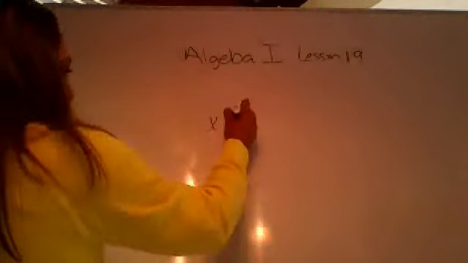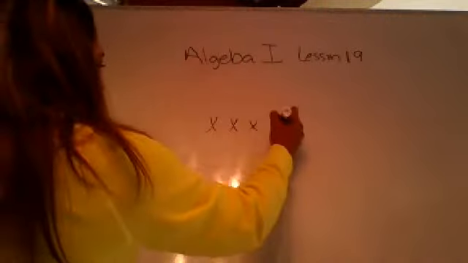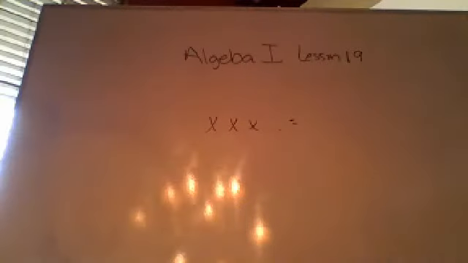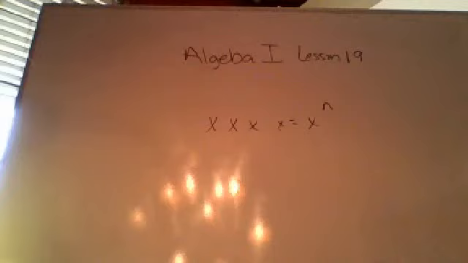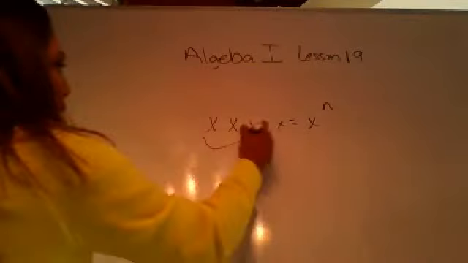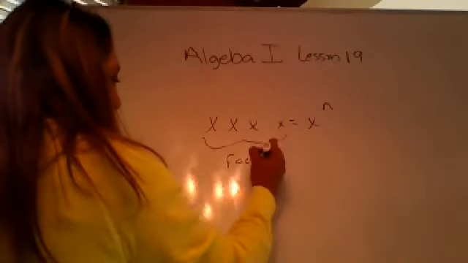Okay, this is Algebra 1, lesson number 19. Today we're going to talk about exponents, powers of negative exponents, and roots, and how to evaluate them. The definition of exponential notation is when you have x times x times and so on, equal to x to the nth power, where these are all called the factors.